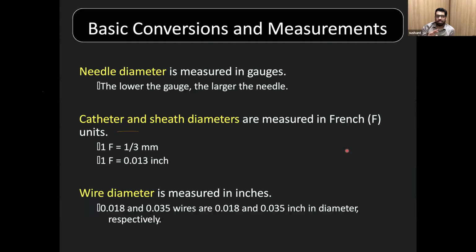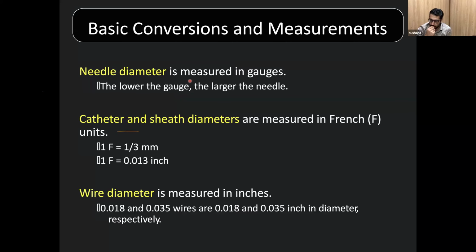So what we will now be discussing is, we have seen the needles, the catheters, and the wires. Now we will understand the gauges, the French, the wire diameter, and the catheter sizes we tend to see and use in interventional radiology. Needle diameter is generally measured in gauges. As we have discussed, the lower the gauge, the larger the needle. A 16 gauge needle will be larger and a 26 gauge needle will be smaller.